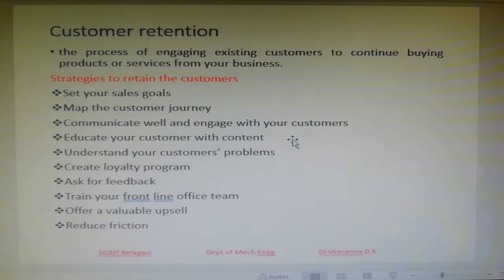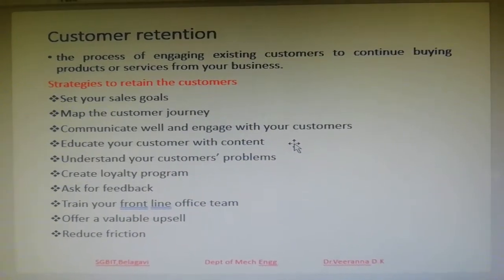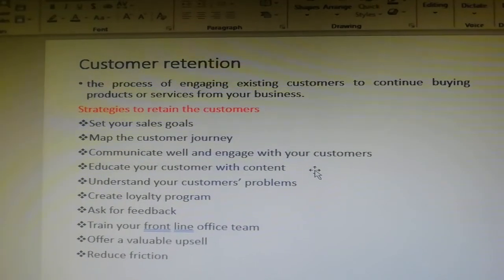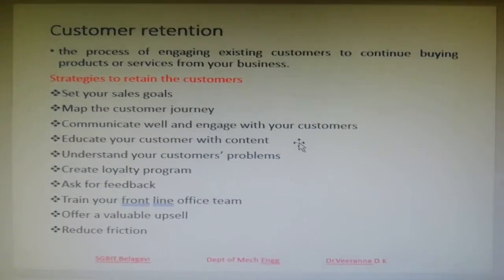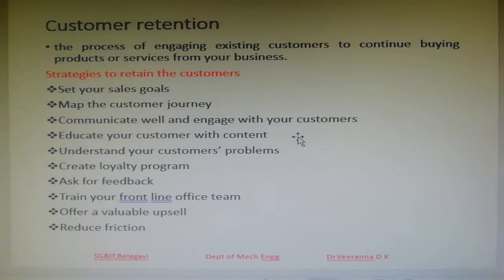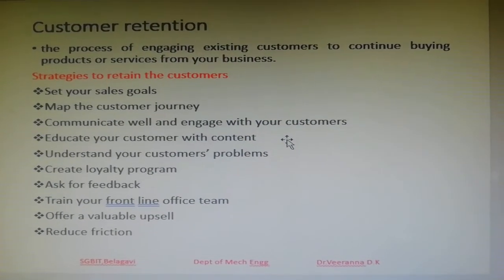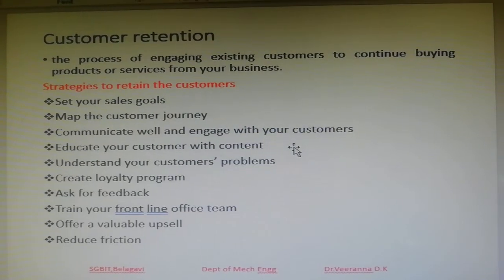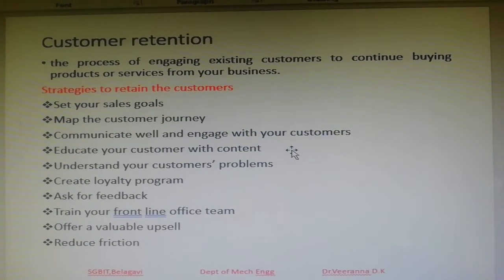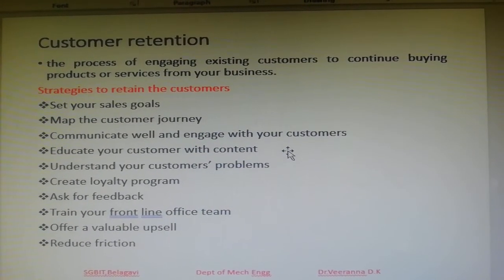They are mapping the journey of the customers, how frequently the customers are coming to your product and how customers are not buying or purchasing. All those methods or strategies can be used to retain your customers, based on purchasing observations.